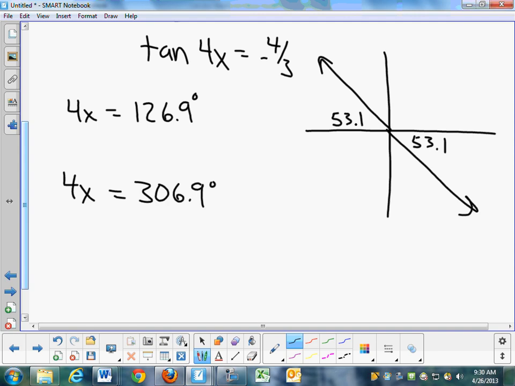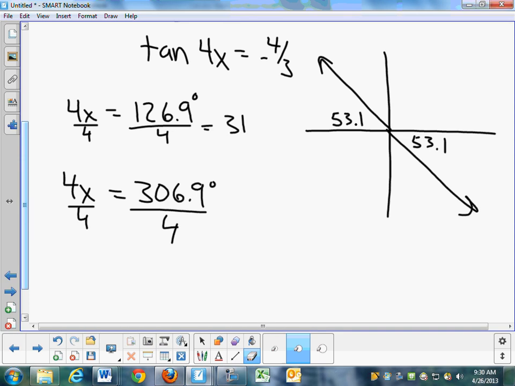But now I have a 4x. I divide by 4. Stewie, what do I got? 7.5? And 306.9 divided by 4. There you go. How do you like that trick?